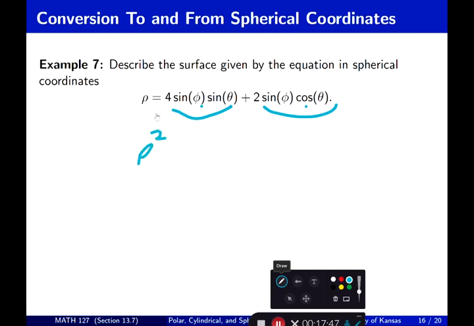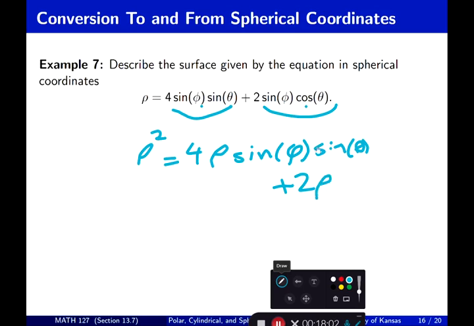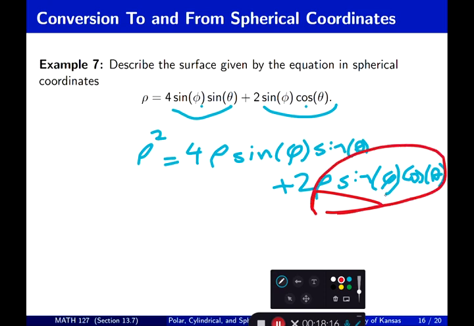So rho squared is equal to 4 rho sine phi sine theta plus 2 rho sine phi cosine theta. Now what happened? Now this part is x.